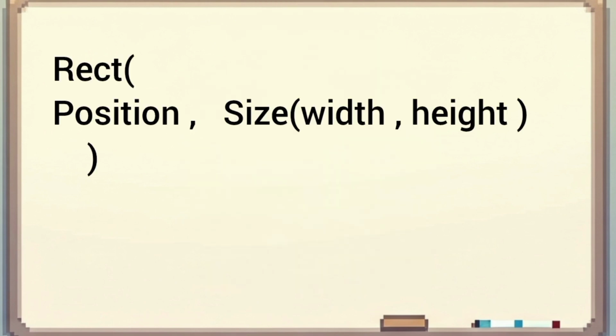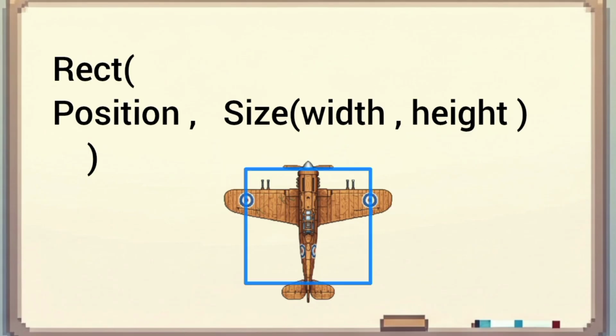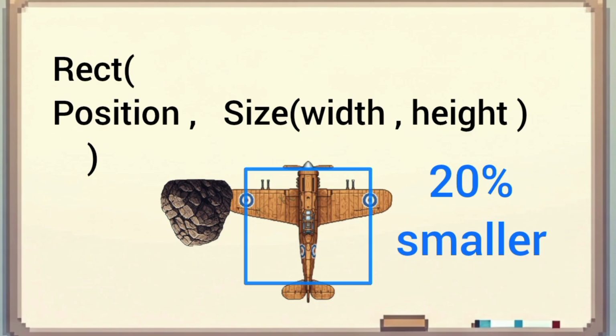To draw this rectangle, we use the rect function, which accepts the rectangle's location and its dimensions, width and height. We should make the collision area slightly smaller than the jet's visual size to allow some leniency for minor contacts, and to make the game more exciting from a gameplay perspective. In this case, the area is 20% smaller than the jet's visual area.